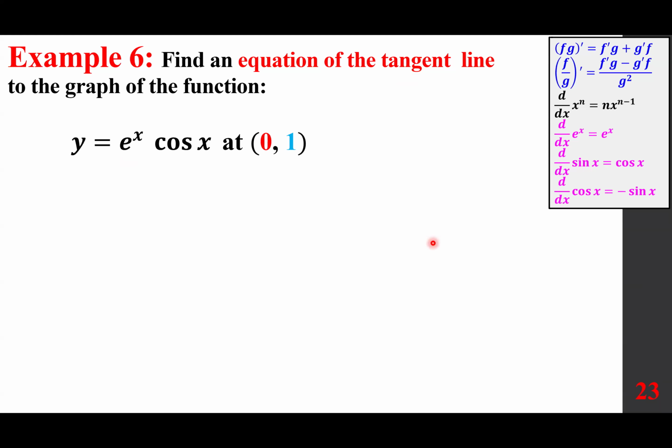All right. Find an equation of a tangent line to the graph of the following function. y equals e to the power of x times cosine x at (0, 1). We need two things. We need a pair x comma y, which is given. We need the slope, and to find it, we have to differentiate. We notice it's the product of e to the power of x and cosine x. I put a raised dot in between, and I call it f g.